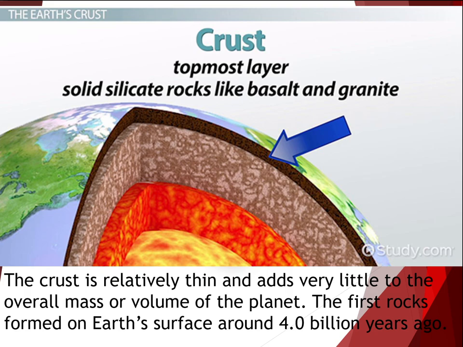The rocks found on the planet's surface form its crust. The crust is relatively thin and adds very little to the overall mass or volume of the planet. The first rocks formed on Earth's surface around 4 billion years ago. Earth's oldest rock was discovered in 2008 along Hudson Bay in northern Quebec. Researchers from McGill University think that this rock is a portion of Earth's primordial crust, meaning the first crust to form on the planet.